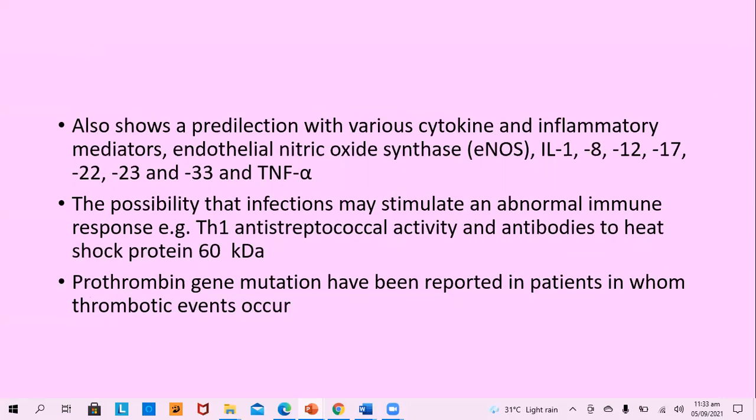It also shows a predilection with various cytokines and inflammatory mediators: endothelial nitric oxide synthase, interleukin-1, 8, 12, 17, 22, 23, 33, and tumor necrosis factor alpha. There is the possibility that infections may stimulate an abnormal immune response, for example, Th1 anti-streptococcal activity and antibodies to heat shock protein 60 kilodalton. Prothrombin gene mutation has been reported in patients in whom thrombotic events occur.